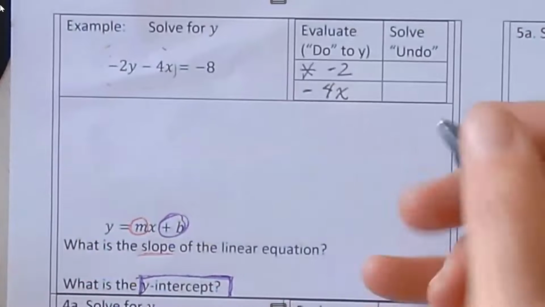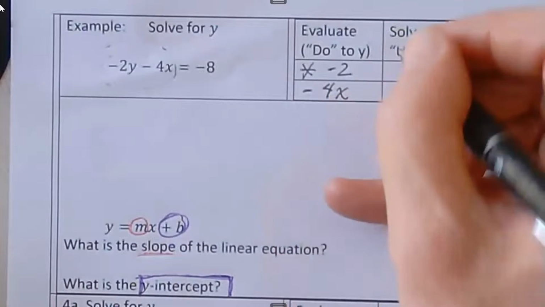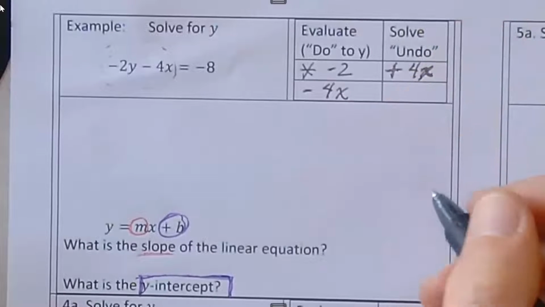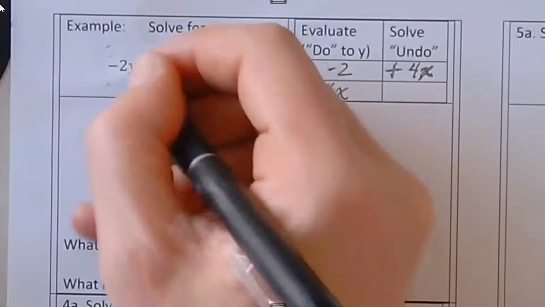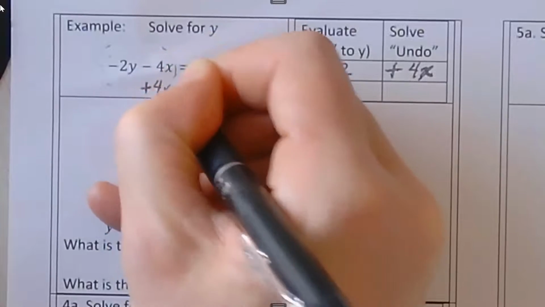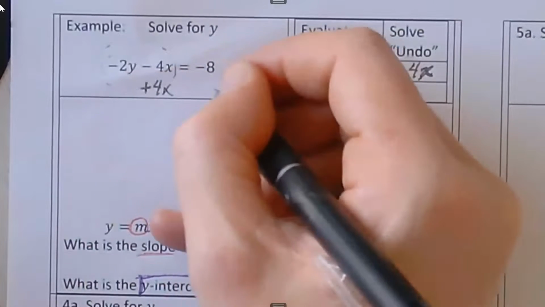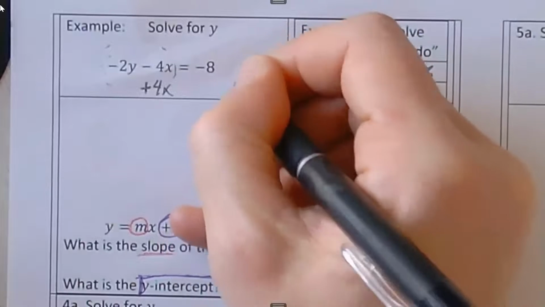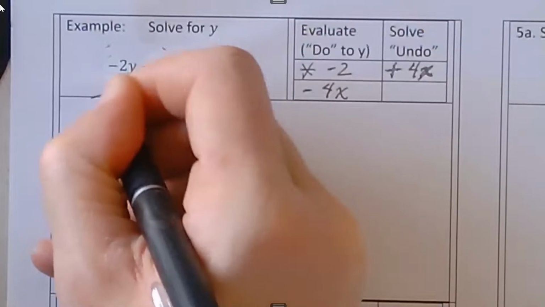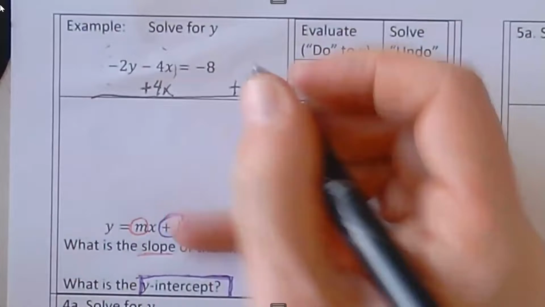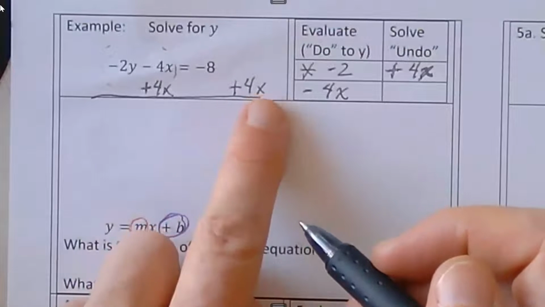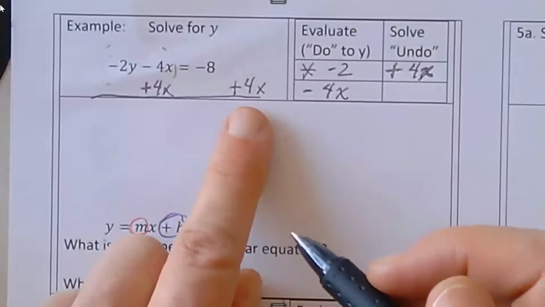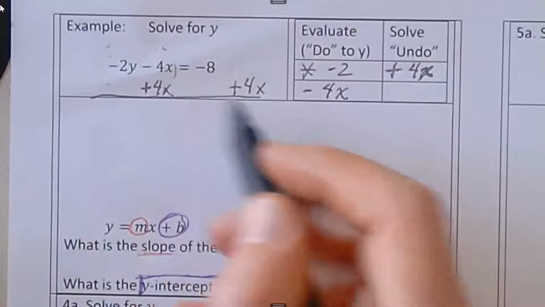Okay, so the inverse of subtracting 4x is adding 4x. So let's add 4x to both sides. So underneath 4x here, I'll add 4x. And then over on the other side, I'm not going to put it underneath the -8. I'm going to make some space for it over here, because -8 and 4x are not like terms. This has a variable, this does not. So they can't just combine. You can't say -8 plus 4 is -4. Okay, so it was add 4x to both sides.